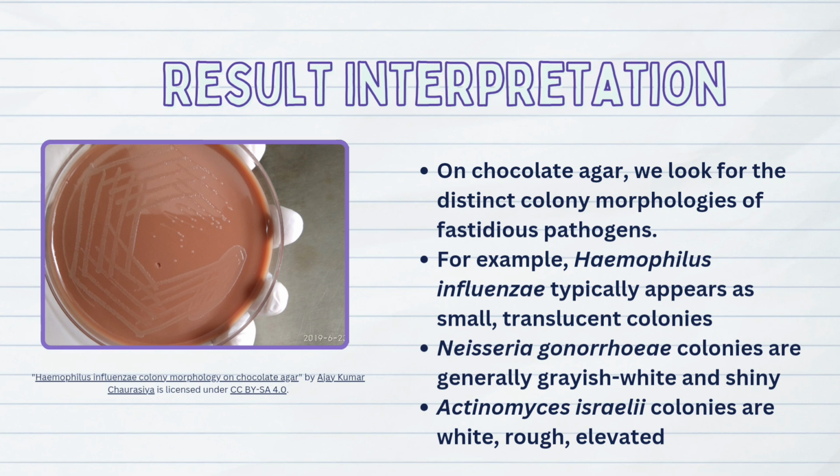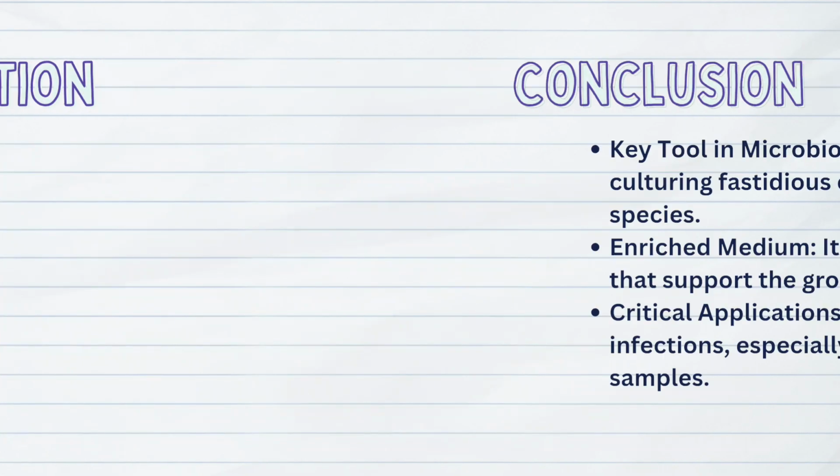When it comes to result interpretation, on chocolate agar, we're looking for distinct colony morphologies of fastidious pathogens. For example, Haemophilus influenzae typically appears as small translucent colonies, as you can see in the image. You see these translucent, microscopic looking colonies. Neisseria gonorrhoeae colonies are generally grayish white and shiny, while Actinomyces israelii colonies are white, rough, and elevated.